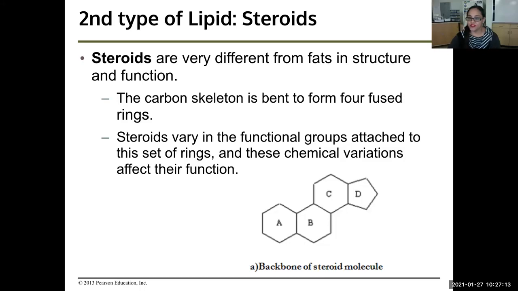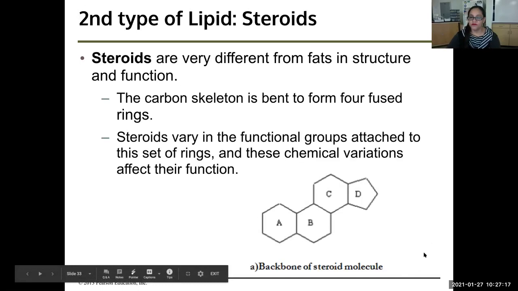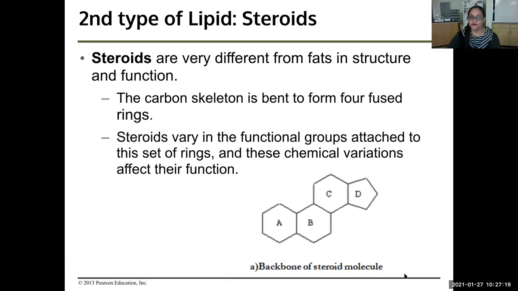So they're going to have branches coming off here with different molecules. And whatever the branches are is going to tell you what the function is.